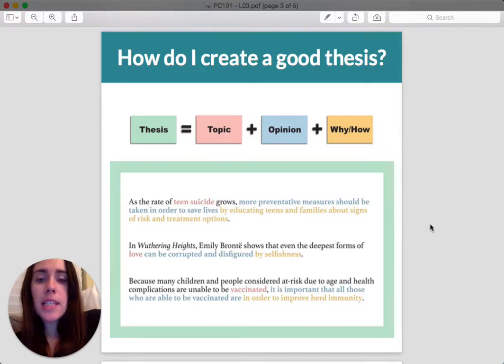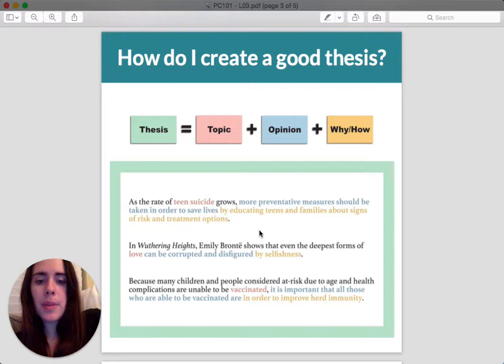As the rate of teen suicide, our topic, grows, more preventative measures should be taken in order to save lives. There's your opinion. By educating teens and families about signs of risk and treatment options. That's the why or the how. We're talking about teen suicide, stating that we need to do something about it, and then showing what we need to do about it. We're giving our how. Now, let's look at these other examples.